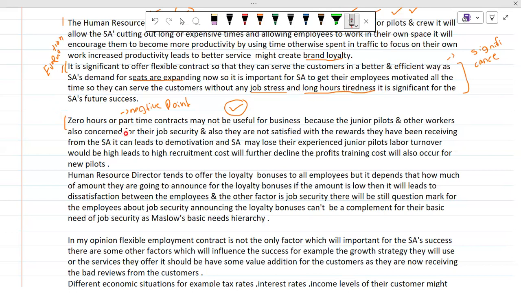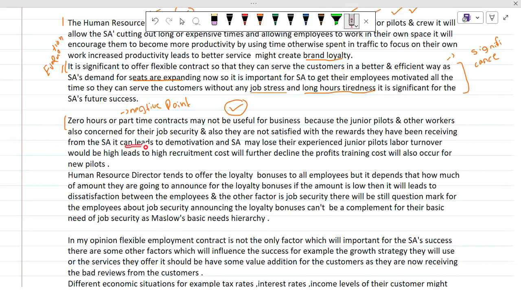So here you can see that zero-hours and part-time contracts may not be useful for the business, because the junior pilots and other workers are also concerned about their job security. And also, they are not satisfied with the rewards they have been receiving from the SA. We have seen this problem in the case study. It can lead to demotivation. Now, from here, this is my application. These are all the application points. And from here, I am going to write the chain of analysis point.